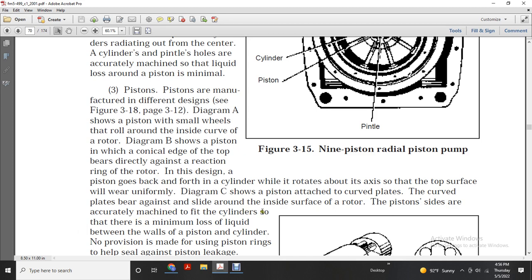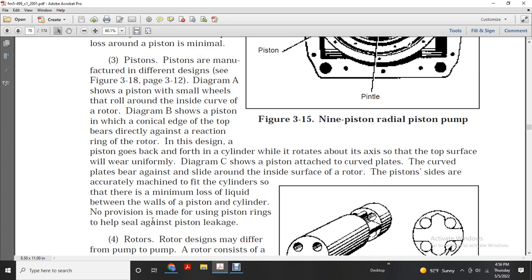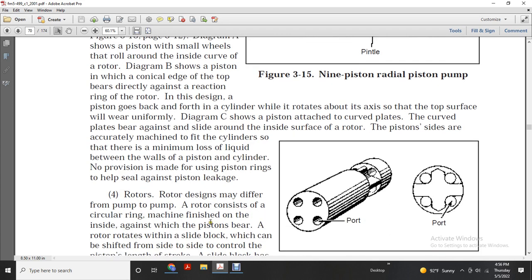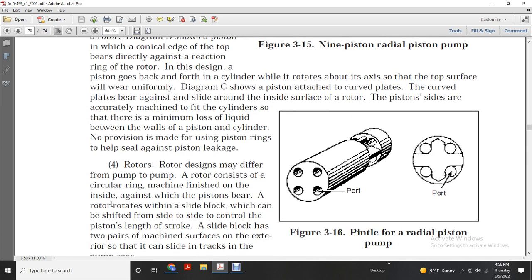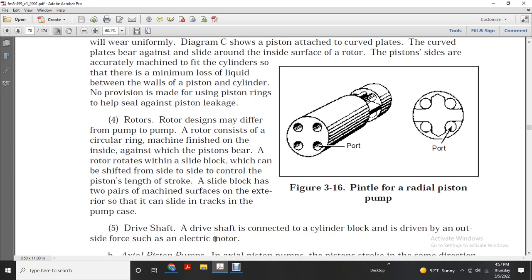Piston sides are accurately machined to fit the cylinders, to minimize liquid loss between the walls of the piston and the cylinder. No piston rings are used to help seal against leaks. Rotors are designed differently, with the rotor being a circular ring machine-finished on the inside where the piston bears. The slide block can be shifted side to side to control the length of the piston stroke. The slide block has two pairs of machined surfaces with extensions on the exterior so that they can slide in tracks in the pump case. Figure 316 shows the pintle of the radial positions and their ports.